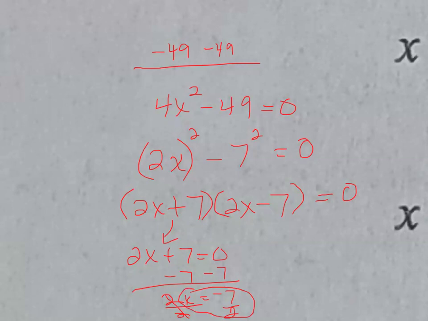Here, 2x minus 7 equals 0. So I add 7 to both sides. I get 2x equals 7. And then divide both sides by 2. And I get x equals 7 halves.